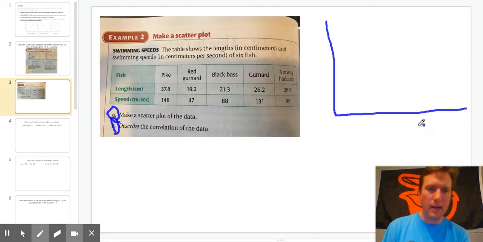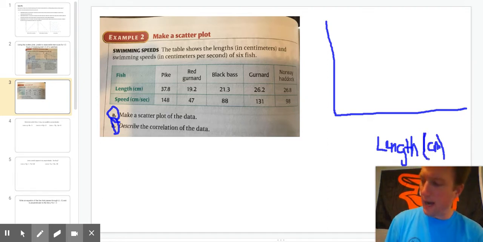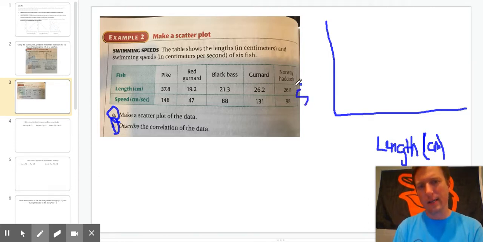Okay, so on my x-axis, I would do length. Again, that's in centimeters. So length, and then I would put parentheses, cm, for centimeters. Wow, that's pretty terrible parentheses, but okay, cool. And then on the other side, I would have the speed along my y-axis. So S, P, E, E, D. Now, again, not super neat because I'm doing this in one-line pen.